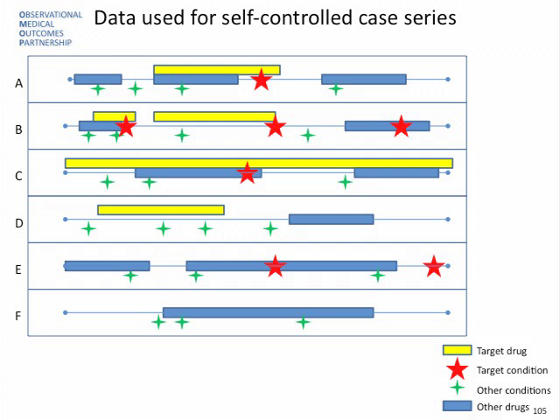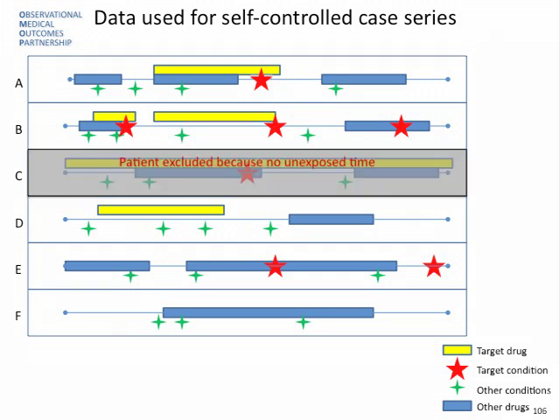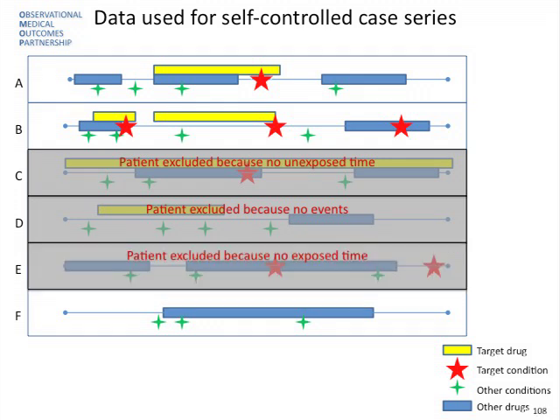Self-controlled design relies on people having exposed and unexposed time for the exposure of interest. So patient C gets excluded, patient D gets excluded because they didn't have any events. Remember, they have to have time on and time off as well as having had an event. It's essentially a before and after design if you're a social scientist.